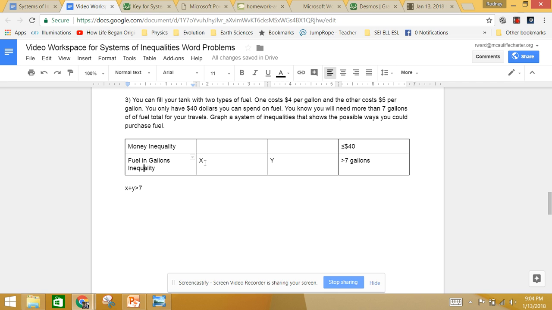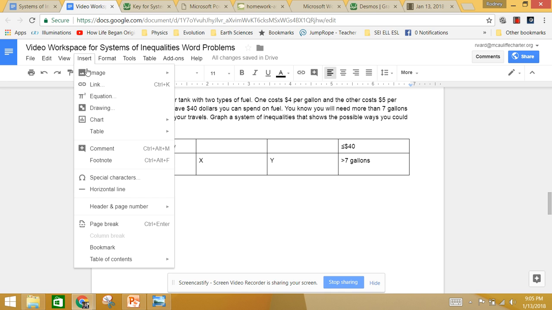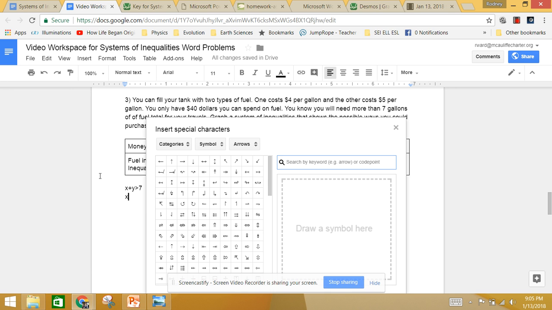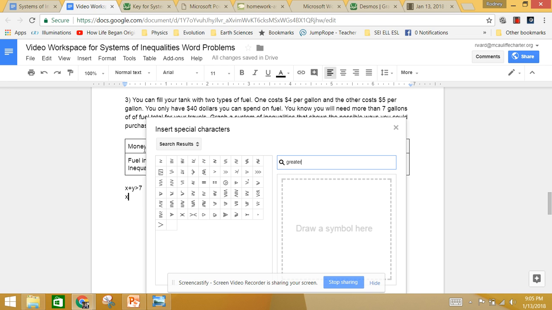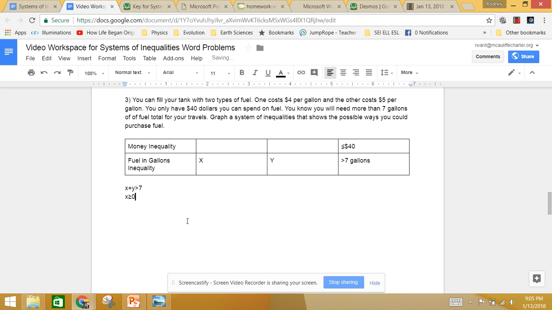Cool. Now, I immediately also consider, can I have negative amounts of fuel? No, I can't. I could have 0 of one of the types, but I can't have negatives. So X has to be greater than or equal to 0. So I'm going to get that inequality symbol here. There it is. So X has to be greater than or equal to 0, and Y has to be as well. Okay, so I now have 3 inequalities.